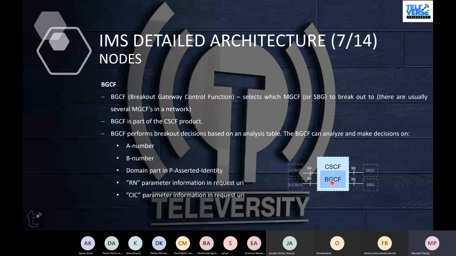What is this BGCF? The BGCF is the node which determines whether it is going to talk to another IMS network or another CS network. So in the CSCF network, if it wants to break out into another network, the node which determines which node to communicate with, whether it is communicating with another SIP network or with another CS core network, the node which determines which switch, which determines where it should go, is the BGCF.